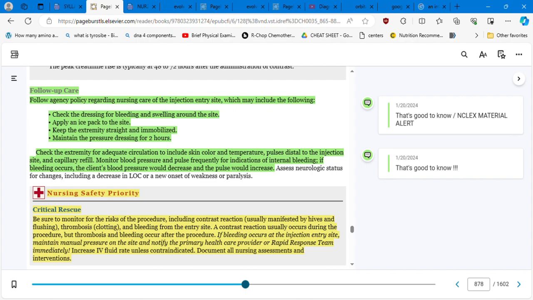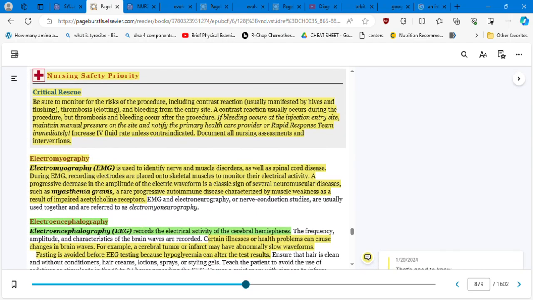We explained that we are gonna assess peripheral circulation with the capillary refill, your O2 sat, your pallor, your skin temperature. But basically here they are asking you for pulses, monitor your blood pressure. If you are bleeding, blood pressure is gonna drop. Check pulse frequently for indications of internal bleeding. So if your blood pressure is dropping, you're going to start developing tachycardia, palpitations. If bleeding occurs, the client's blood pressure will decrease and the pulse will increase. Okay, when I'm saying the pulse, tachycardia, palpitation. Read, please, the critical rescue.